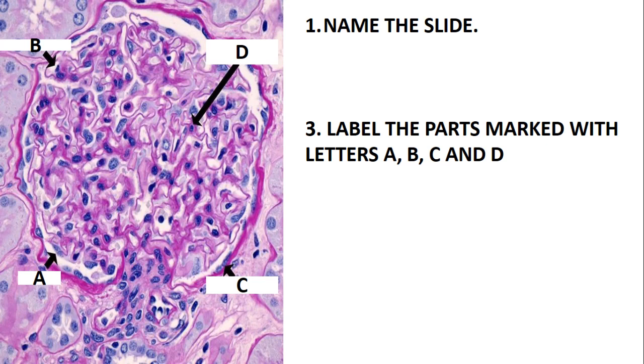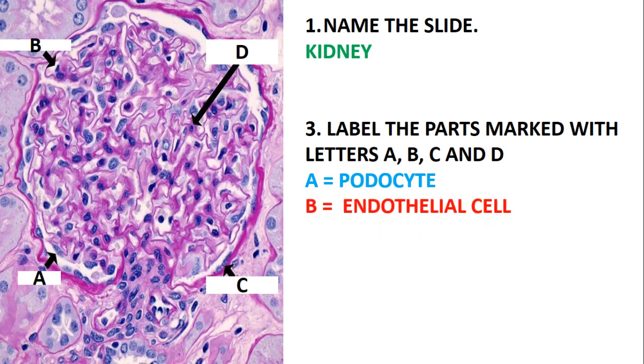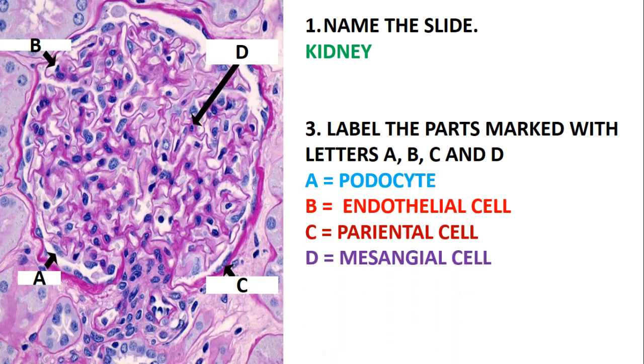Let's quickly move on and look at this slide. Please make sure that you watch part 8 where I have explained the other parts of the kidney, and also this part where I have specifically focused on the cells that are found in the kidney. So this slide is just the kidney. Then label the parts marked with letters A, B, C, and D. So A is just the podocyte, B is just the endothelial cells, C is just the parietal cell, and D is just the mesangial cell.